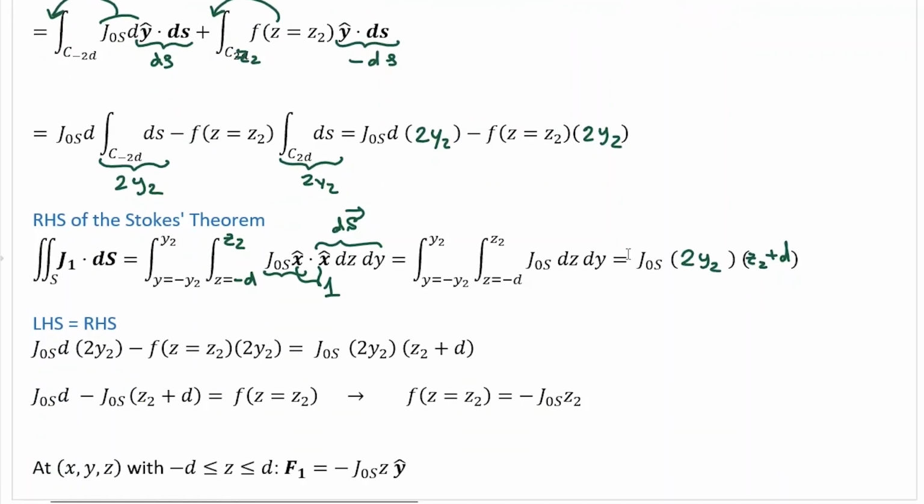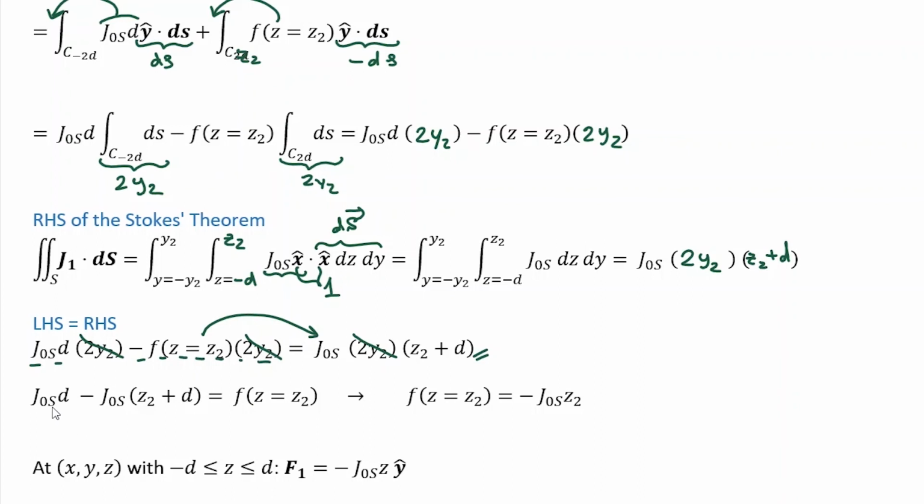Then I equated left-hand side and right-hand side. The left-hand side is shown here. This I copied from here. The right-hand side is shown here. Then what I did is I canceled 2y2. And then I took this and transferred it to the right-hand side, and I also took this and transferred this to the left-hand side. So then I have this minus here from this, and this goes with a plus.